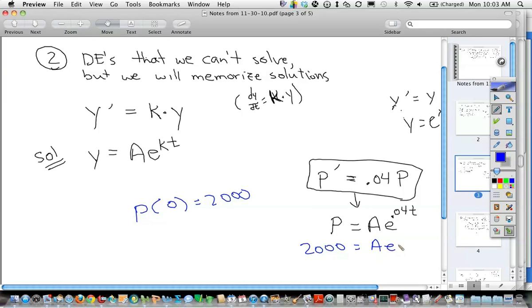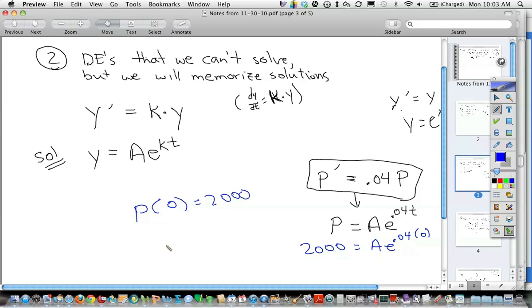We would put a 0 in there. Do you see how that's the same thing we were just doing in the last problem? Put a 0 in for T, put a 2,000 in for the Y, the output. And of course, this is pretty easy when e to the 0 is 1, so we find a to be 2,000. But we're not done. I didn't say find a. I said solve the differential equation.